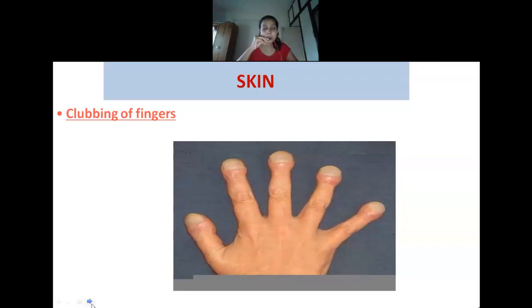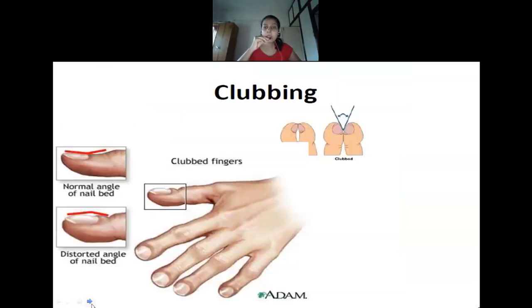This is one more figure in which the patient is having clubbing of fingers. You can see that the distal end of the fingers is bulbous. Now this figure also I think I might have already shown you. This is the normal angle of the nail bed, which is 160. While here it becomes more than 160. This is clubbing of fingers.